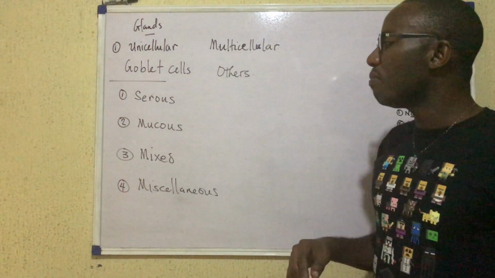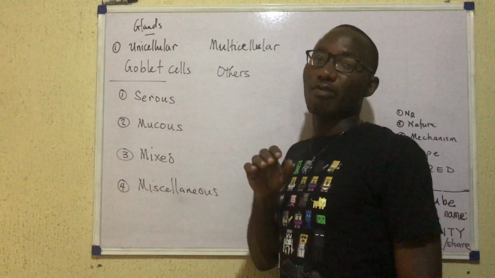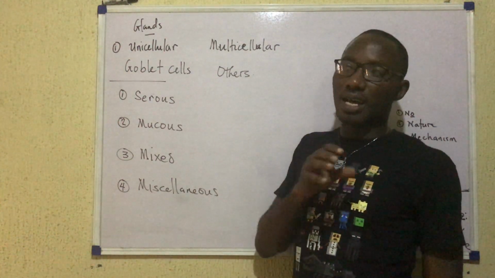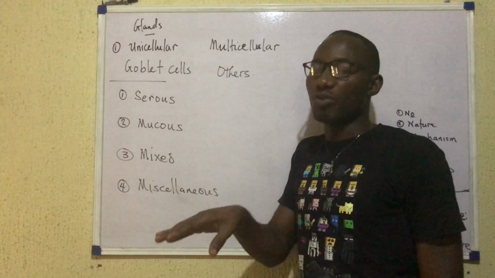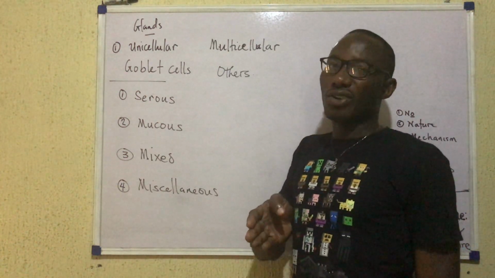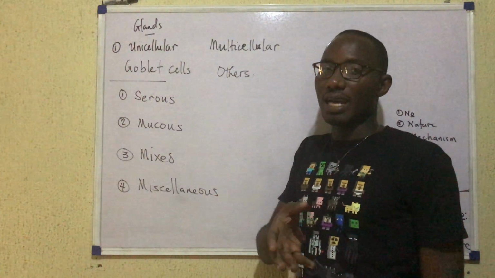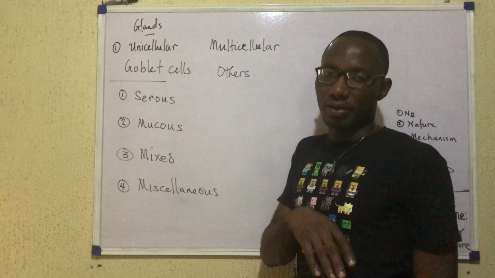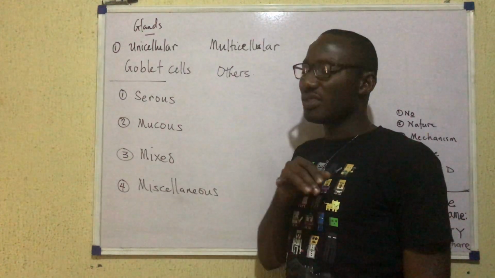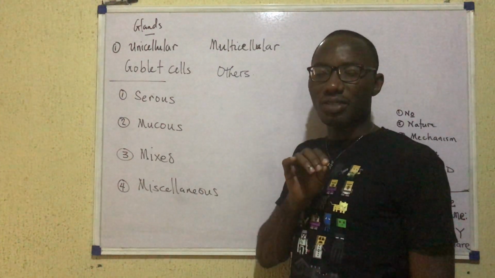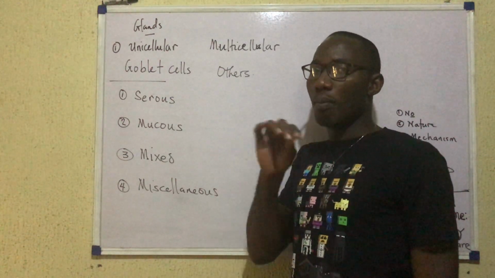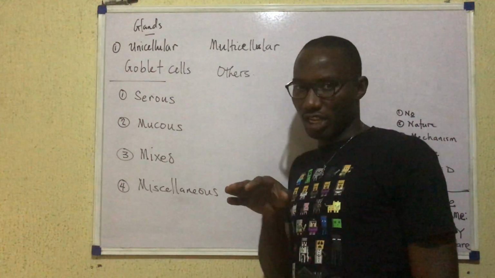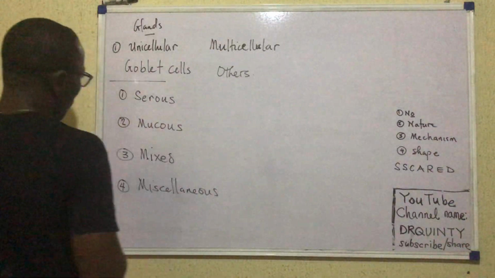Then the mixed glands have portions. A mixed gland is a gland that has a region that has mucous secretion and another region of the same gland that produces serous material. Then finally, miscellaneous. The secretions of the miscellaneous glands are neither serous nor mucous, but they have their own nature. Let's say some more things about them.